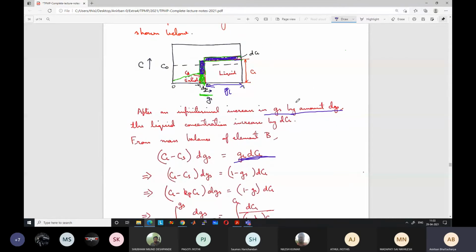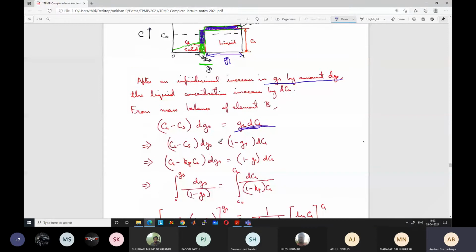So (Cl minus Cs) dGs is equal to Gl dCl, and I can write Gl as 1 minus Gs. Gl is the volume fraction of liquid, Gs is the volume fraction of solid. Okay. So volume fraction of liquid plus volume fraction of solid is 100%, 1. So volume fraction of liquid is 1 minus volume fraction of solid. So Gl I can write as 1 minus Gs, into dCl. Why have I written 1 minus Gs? Because I have a dGs here, so that I can integrate later on.